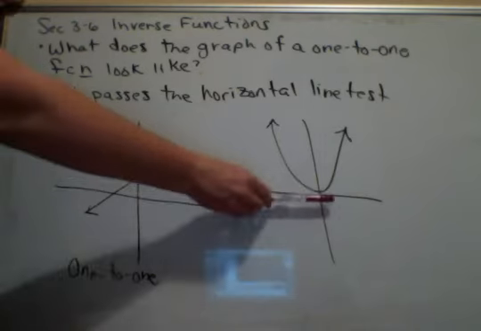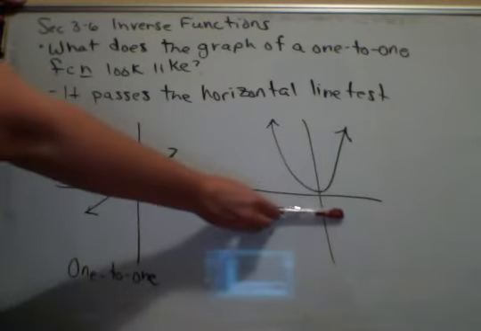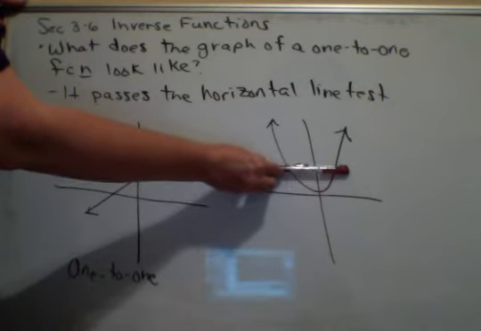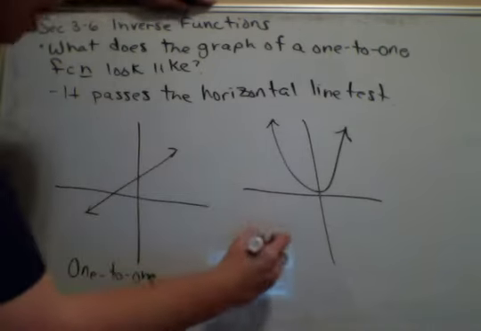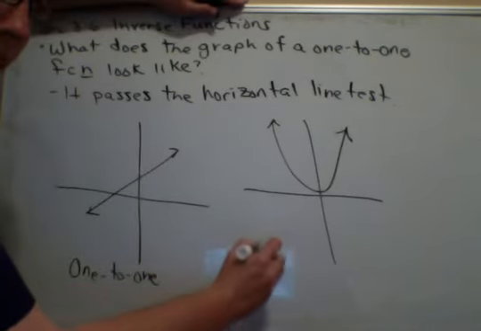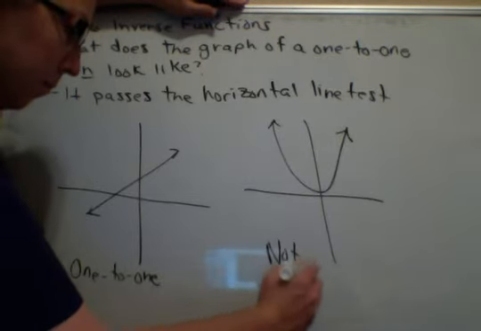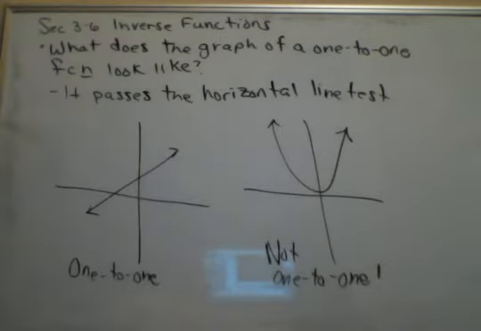All right. On this graph, we can see this quadratic graph. If I apply the horizontal line test to it, as soon as I hit the graph, I've got a horizontal line which touches the graph in more than one spot at a time. And so that is an example of something that is not one-to-one. Okay, so that one is not one-to-one.